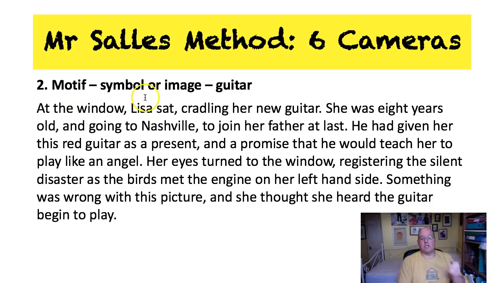Next, I go to the motif, straight into the aeroplane. At the window, Lisa sat, cradling her new guitar. She was 8 years old and going to Nashville to join her father at last. He had given her this red guitar as a present and a promise that he would teach her to play like an angel. Her eyes turned to the window, registering the silent disaster as the birds met the engine on her left-hand side. Something was wrong with this picture, and she thought she heard the guitar begin to play.